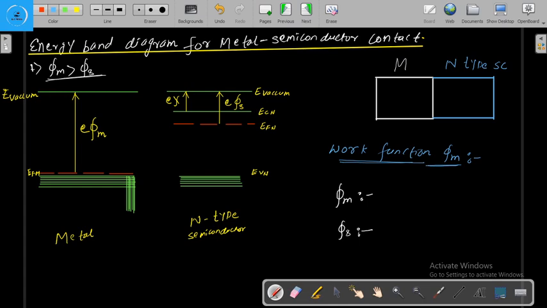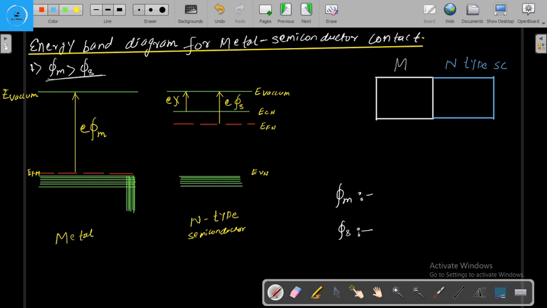So if a junction exists between the metal and the semiconductor, and we join the metal and the semiconductor, then what happens? As we know, there is an infinite number of electrons in the metal, and in the n-type semiconductor the electron is the majority charge carrier and the hole is the minority charge carrier.